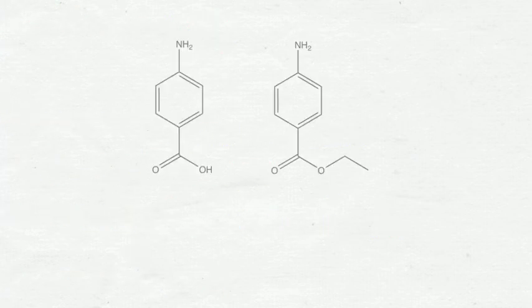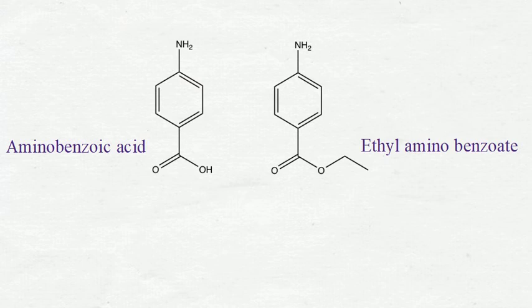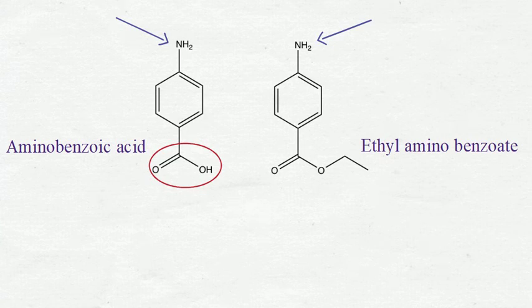In this reaction mixture, we have aminobenzoic acid and ethyl aminobenzoate. First, look at the structures and try to identify a unique feature for one of the molecules. Well, both molecules have an amino group, so we can't take advantage of that. Benzoic acid has a carboxylic group, which we know is an acidic group. Ethyl aminobenzoate, on the other hand, does not have an acidic group. So the unique feature here is the carboxylic group. How can we take advantage of that to separate these two molecules?